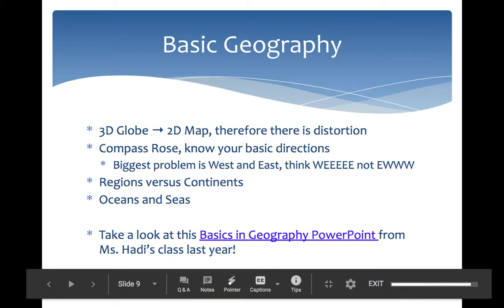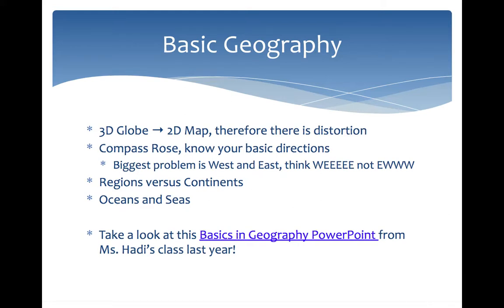But the first basic thing you need to know is that the world is round, and that when we are showing the world on a flat surface, we're taking a 3-dimensional globe and flattening it out to a 2-dimensional map. Therefore, there's going to be some distortion, which means it's not exactly accurate. When I was a young girl, it was much worse than it is now. But you should know that not all maps are completely accurate. The distances and the shapes of things don't look the same, so you have to know that.